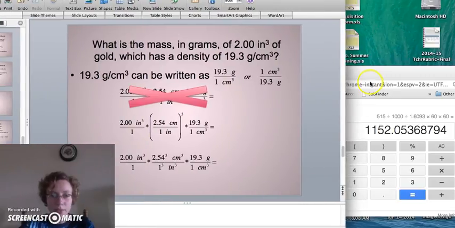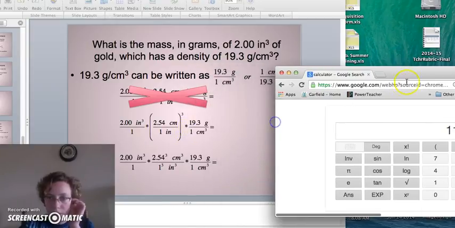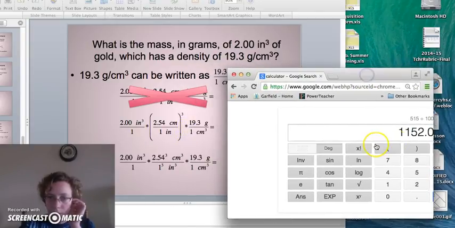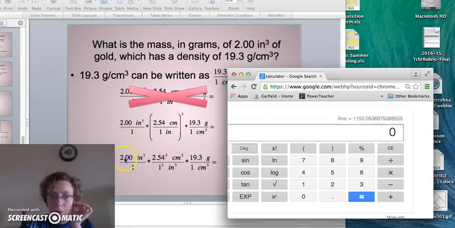And you probably can't see the math there, so bear with me with technical difficulties. There we go. Getting there. That was our previous one. So I'm going to do my 2.00. On the top is the 2.54, so times 2.54.